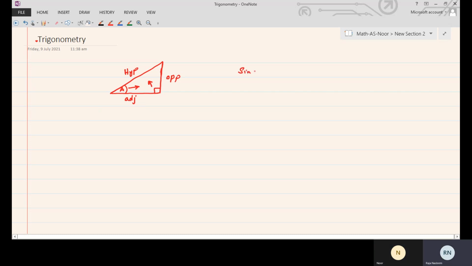And we know the ratios of sine of angle A, cos of angle A, and tan of angle A. Sine of angle A is opposite over hypotenuse, cos of angle A is adjacent over hypotenuse, and tan of angle A is opposite over adjacent.